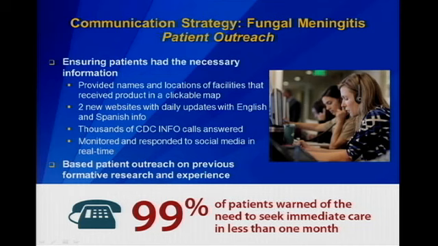So one of our outreach strategies was ensuring that patients had necessary information. For the first time, we actually provided the names and locations of facilities that received product on a clickable map on the CDC website. So you literally could click on the map, see if your facility had received it, and have the contact information from the facility. So patients knew exactly what to do. These are their 3 actions. Check and see if your facility is listed, call the facility, see if you got this product. If you did get this product, do the next step of go get tested.